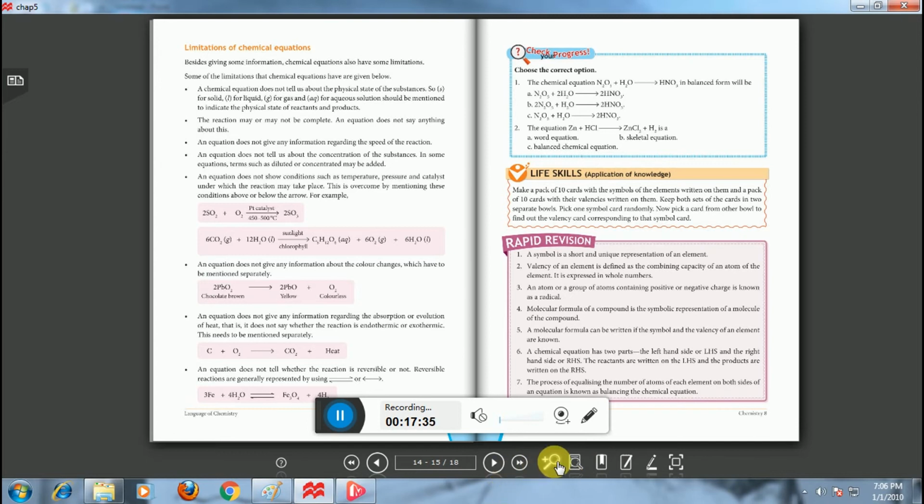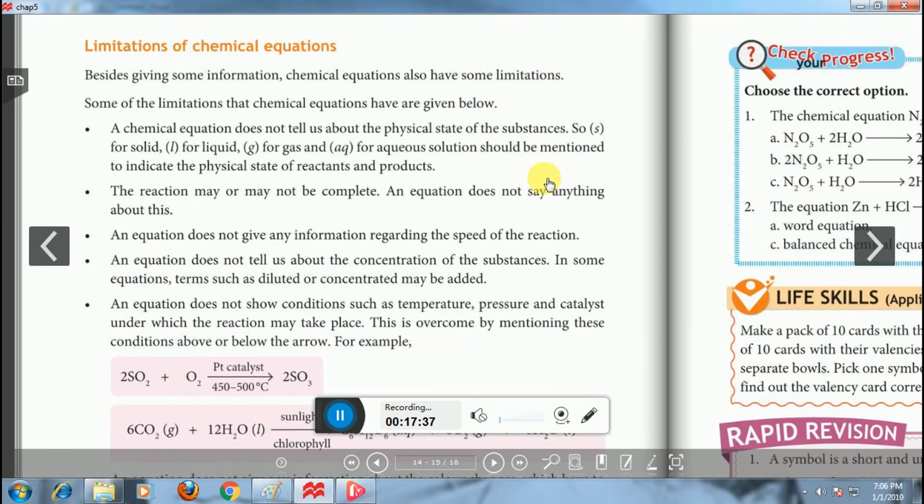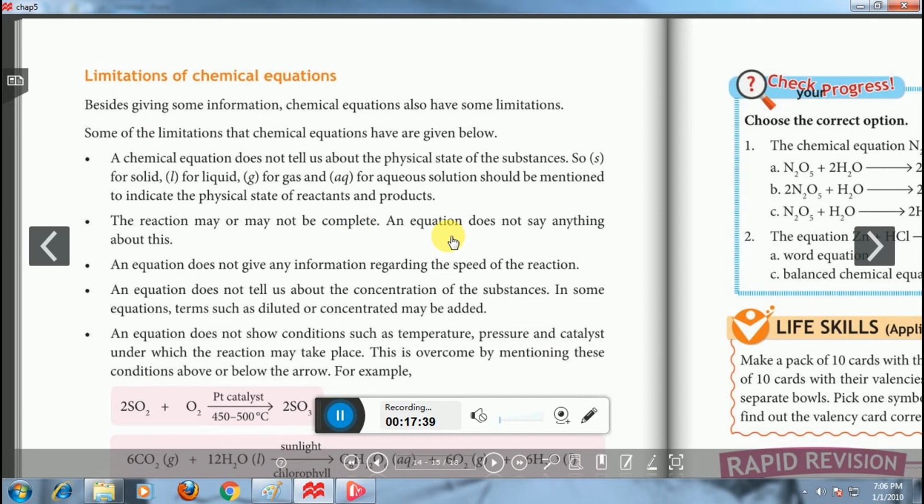Now what are the limitations of these chemical equations? First, a chemical equation does not tell us about the physical state. If you forgot to write that S, G, L, AQ, then that equation will not give you the correct information regarding the physical state of the substances.